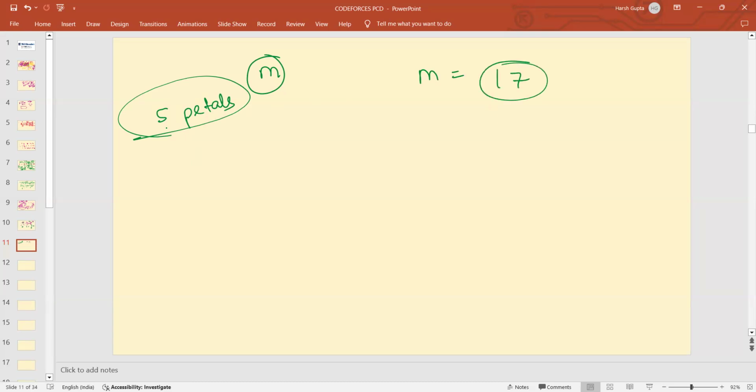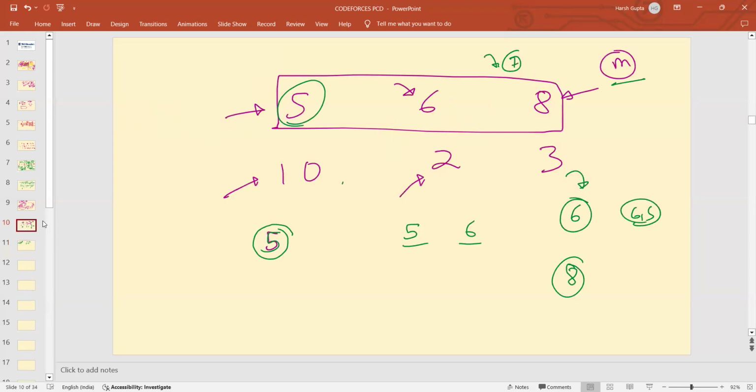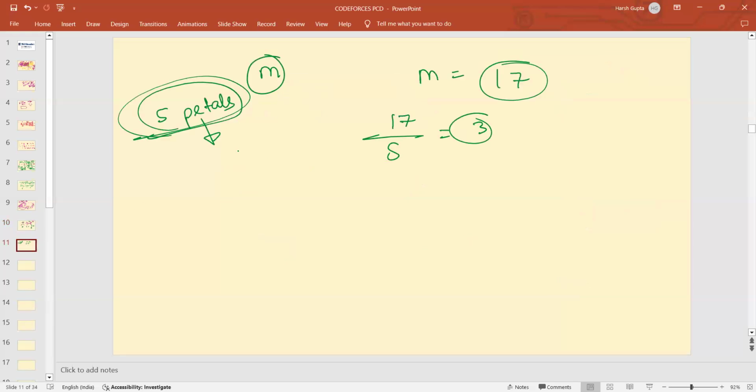Okay. And there is a flower that contains 5 petals. So how many flowers of this type can you take? 17 by 5, that is equal to 3, isn't it? You can take a maximum of 3 flowers of this type, but you are also given the maximum number of flowers of that type. This value is given to you, right? So let's suppose the maximum number of flowers of this type was 2. So you would not be able to take 3 flowers. At max you can take 2 flowers.